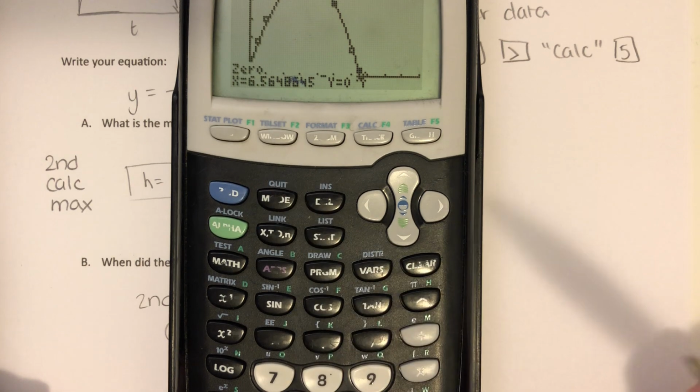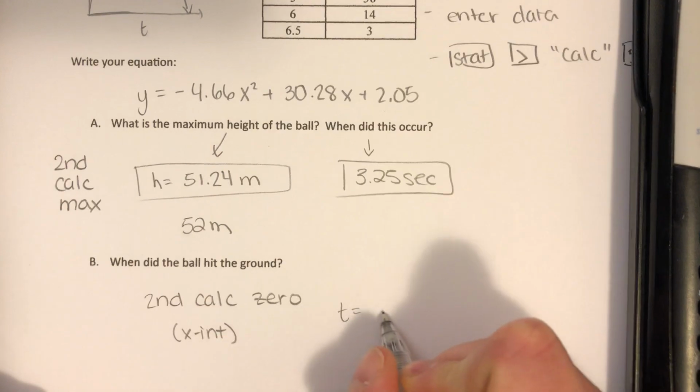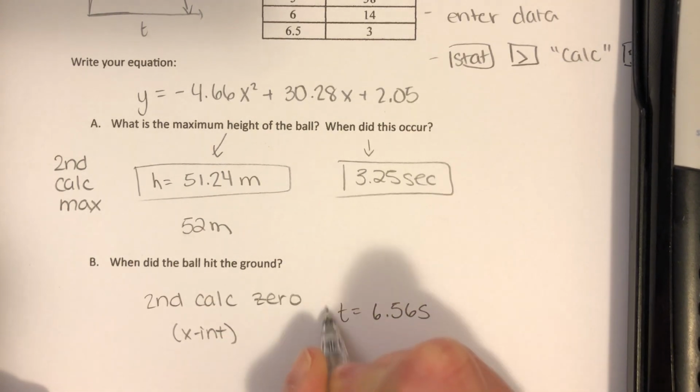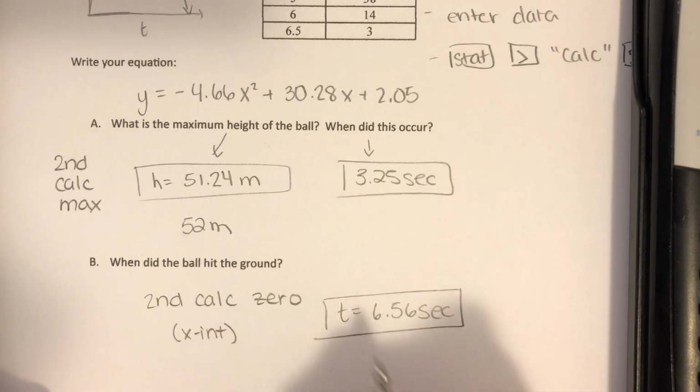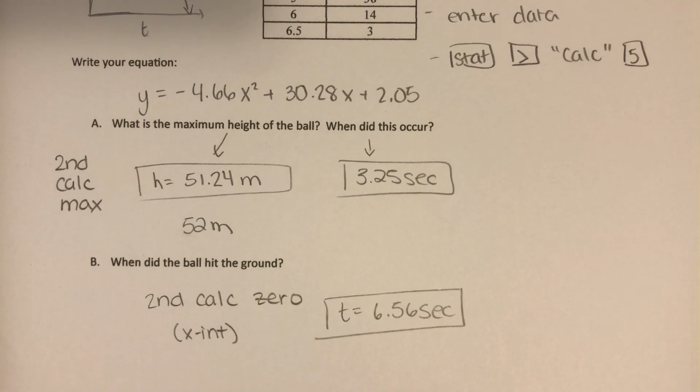And my t is 6.56 seconds. So t is equal to 6.56 seconds. I like to write SEC just because S's sometimes look like 5s, but usually I figure it out. Okay, so there's a calculator regression one.